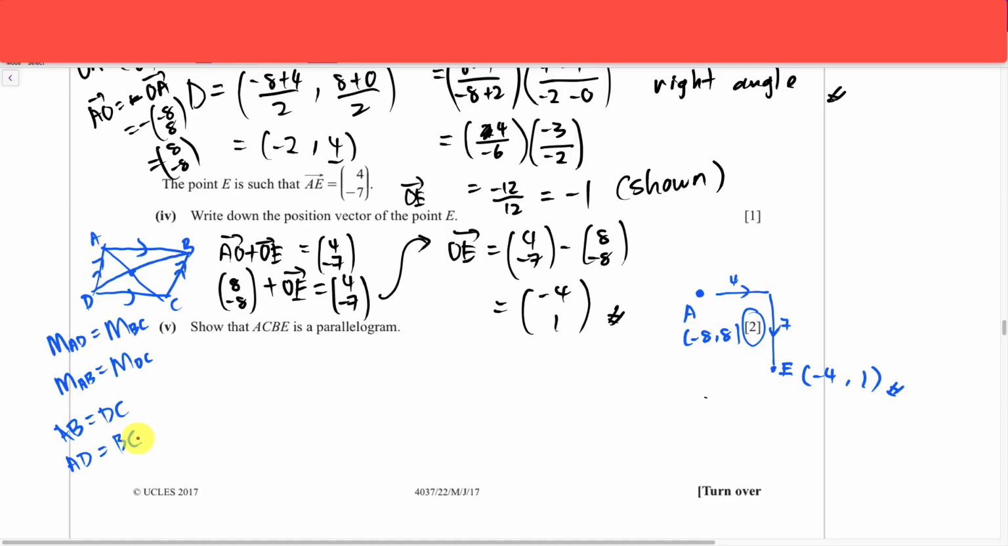Okay, let us try to use the midpoint. Alright, so let me just make it less confusing to write out all the coordinates. A here will be negative 8, 8.